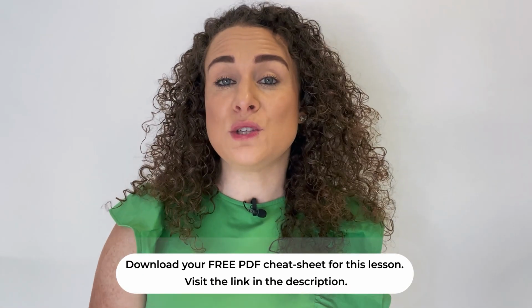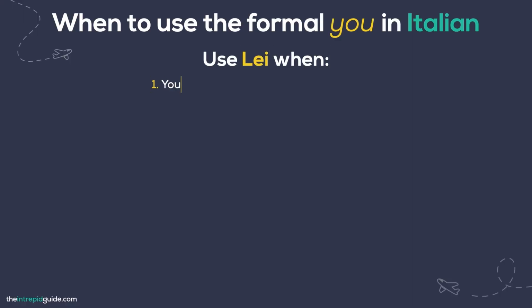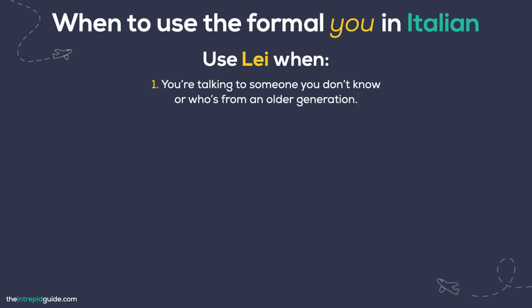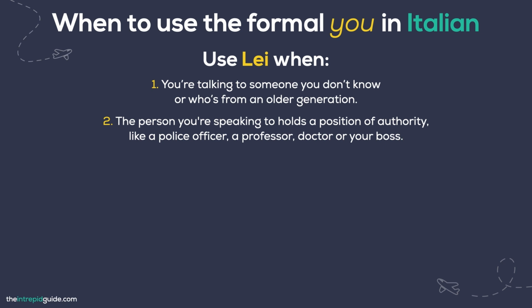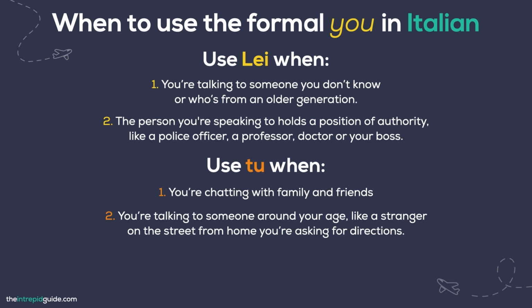Now, understanding when to use tu and lei in Italian is not that difficult if you follow these simple guidelines. You use lei when you're talking to someone you don't know or who's from an older generation. The person you're speaking to holds a position of authority, like a police officer, a professor, a doctor, or your boss. You use tu when chatting with family and friends. You use it to talk to someone who's about the same age as you, like a stranger on the street from your home asking for directions. You also use it when engaging with your peers, such as a colleague or a classmate.